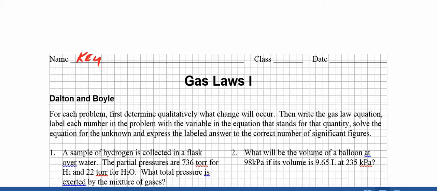All right, let's go ahead and get started. I do want to welcome you to this worksheet. This is Gas Laws Part 1. If you don't have a calculator, go ahead and pause the video because we will be needing one, and we will get started.